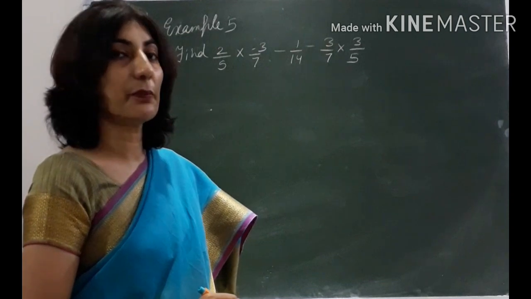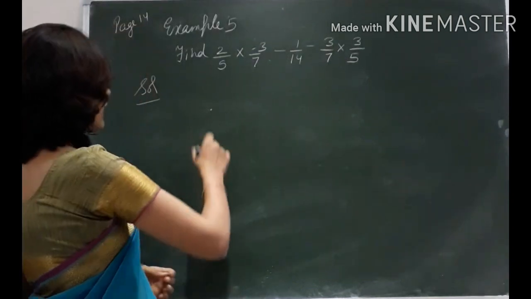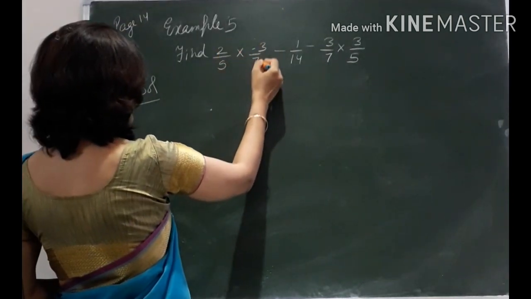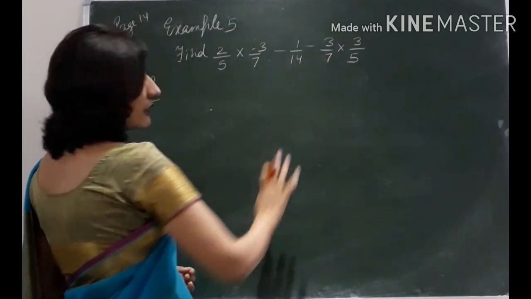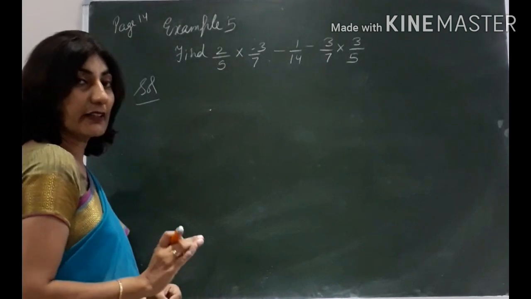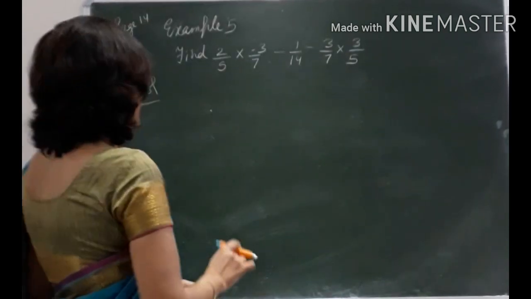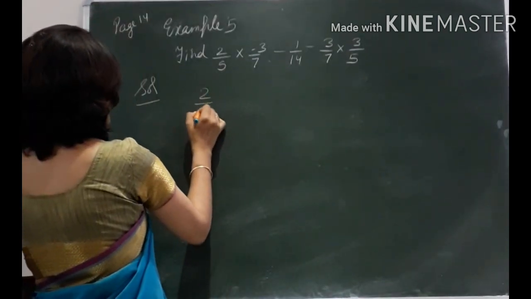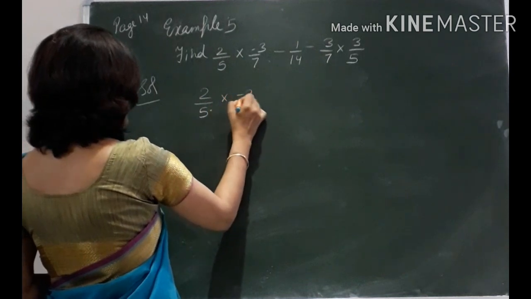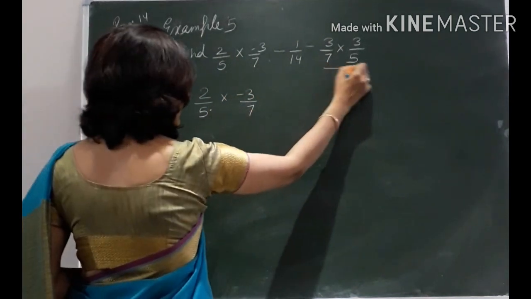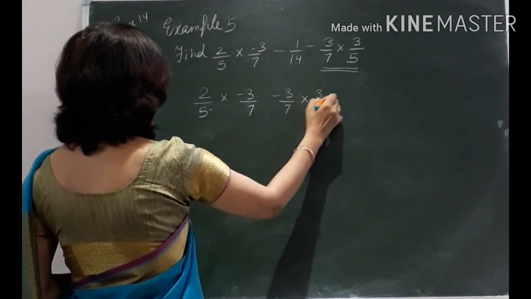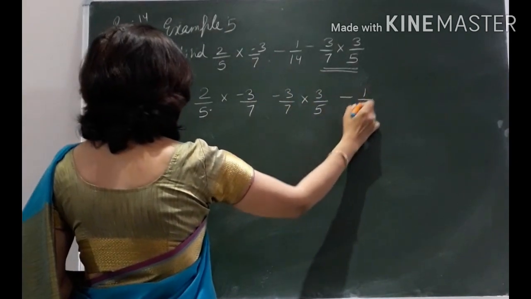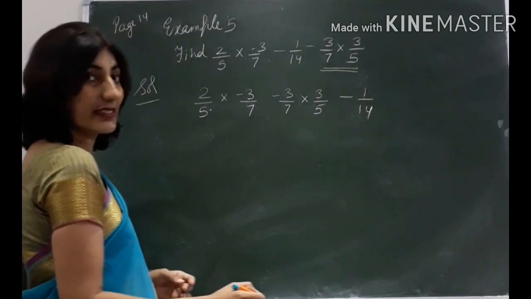Example 5 given on page number 14 is: find 2 by 5 into minus 3 by 7 minus 1 by 14 minus 3 by 7 into 3 by 5. We have to solve it using properties. So what I will do, first I will write 2 by 5 into minus 3 by 7. Then this last term, minus 3 by 7 into 3 by 5, I will shift, and minus 1 by 14 I will write at the end.